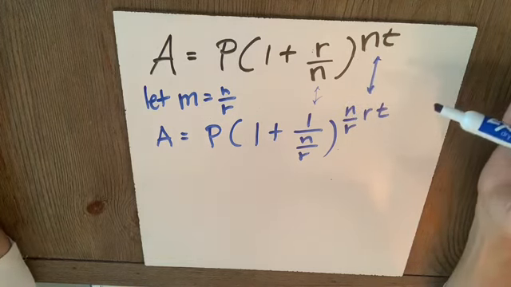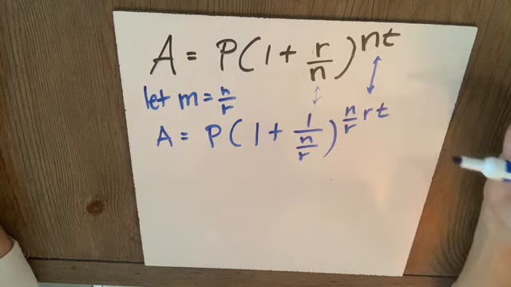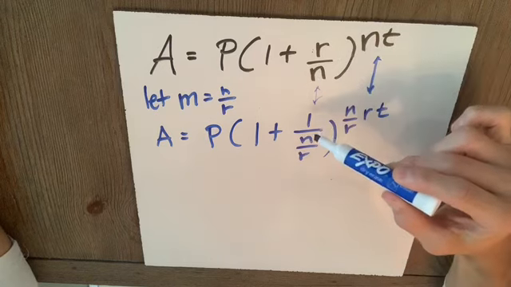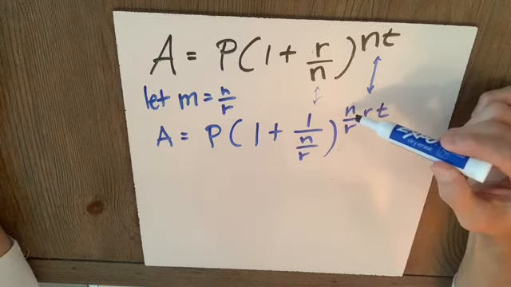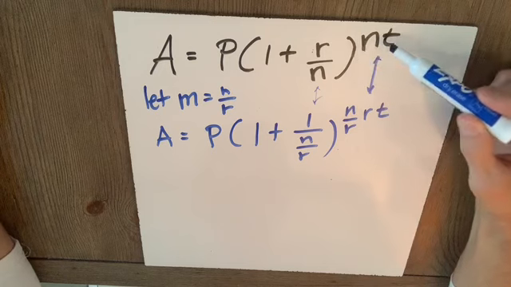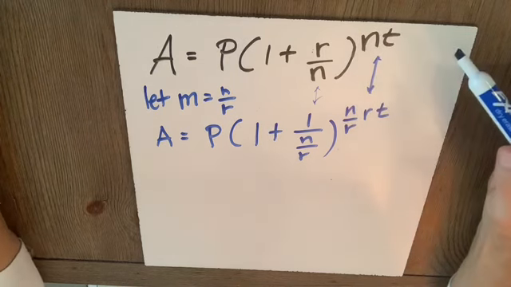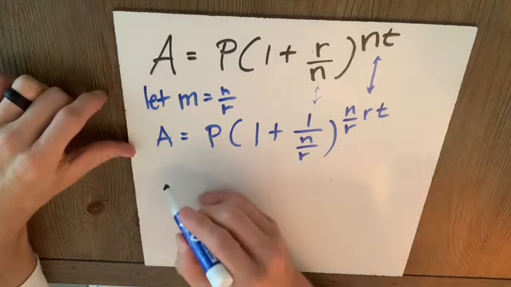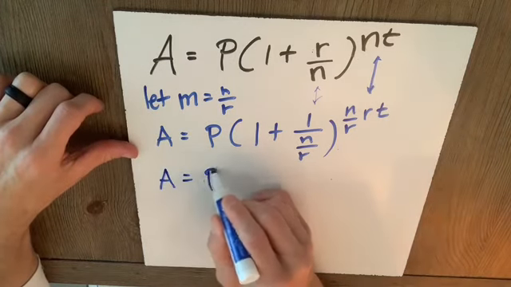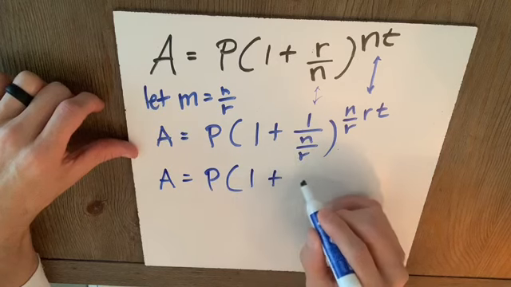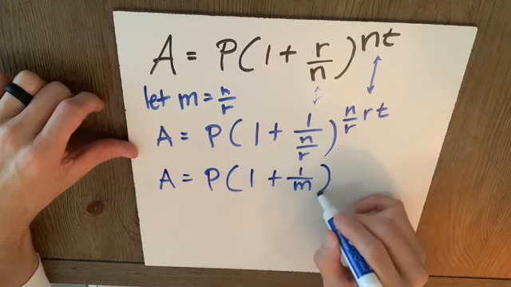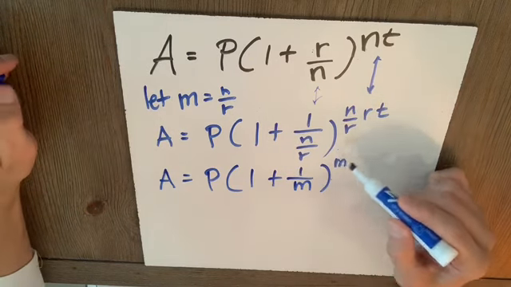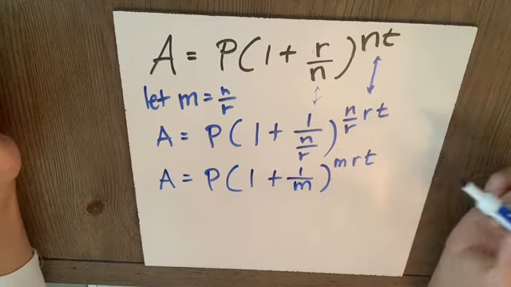I'm not expecting you to come up with a way to do that. I'm just saying, can you follow what I'm doing? That R over N is the same as 1 over N over R. And N over R times RT is the same as NT. If you follow me there, great. Now I'm going to make a substitution. I know that M is equal to N over R. So the amount in the account is equal to the principal times 1 plus 1 over M to the, well, I know that N over R is M, and I'll bring down the RT.